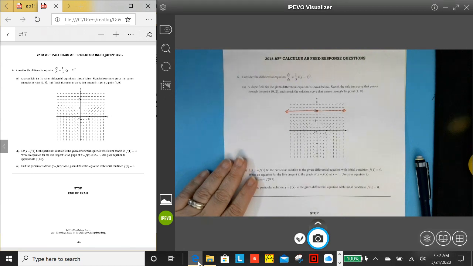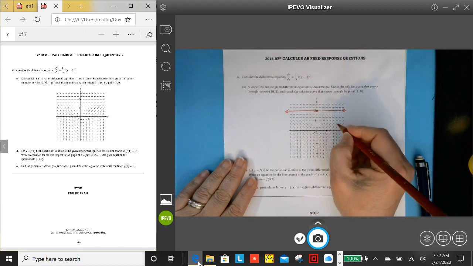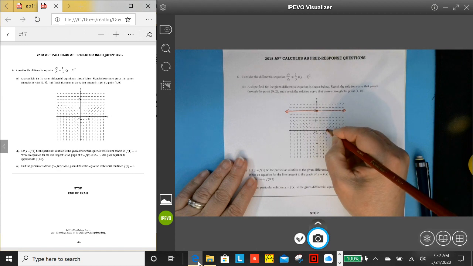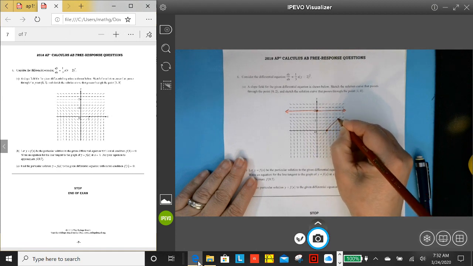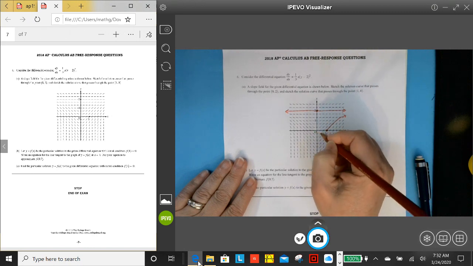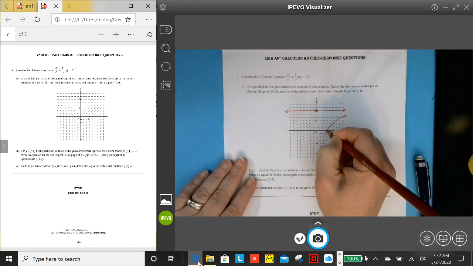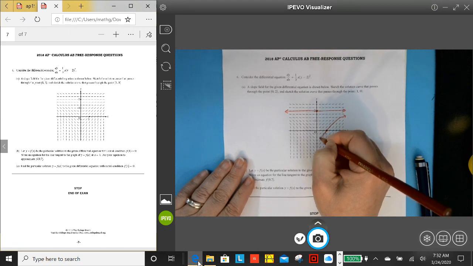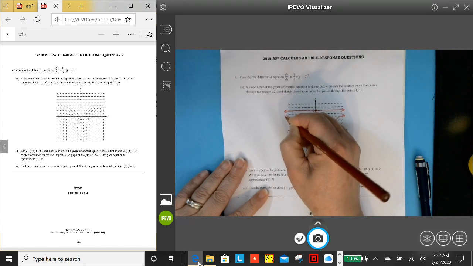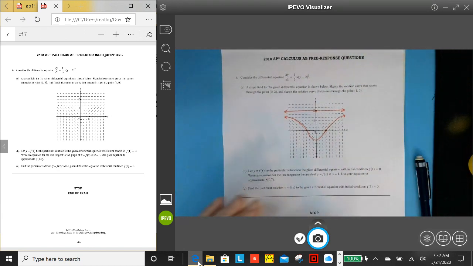The second one passes through the point (1, 0). There we go. And if I follow the slopes this way, it looks like it might look like that. And then if I follow the slopes this way, it might look something like this. And you don't have to be precise. You just kind of have to follow the flow of the slopes. And if it looks reasonable, that's okay. All right. So there you go.